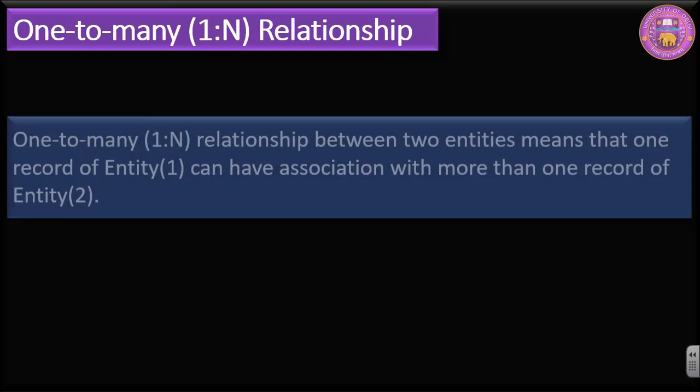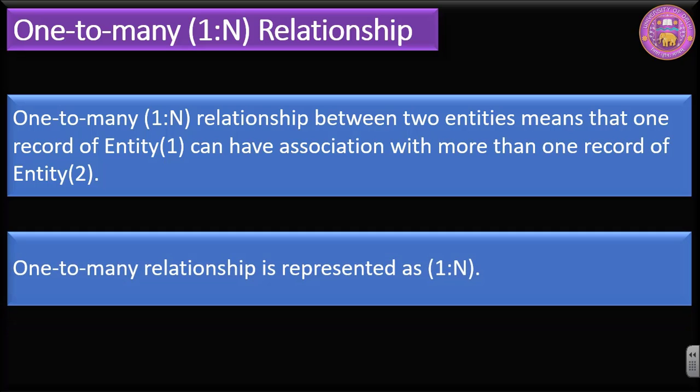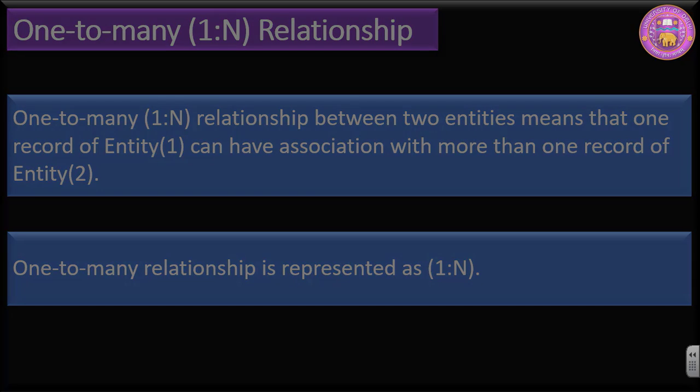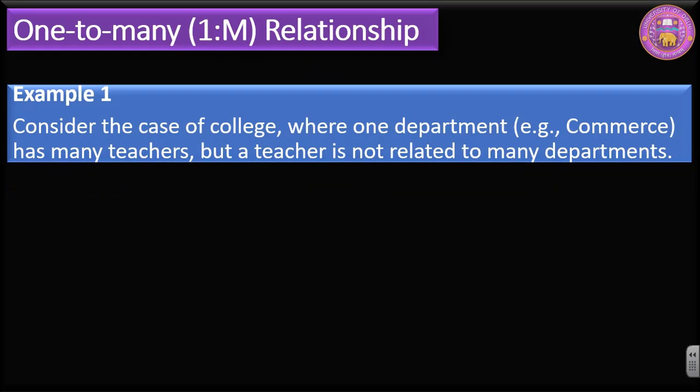Second, one-to-many relationship. A one-to-many relationship between two entities means that one record of entity 1 can have an association with more than one record of entity 2. One-to-many relationship is represented as 1 colon n. Let us look at the example.